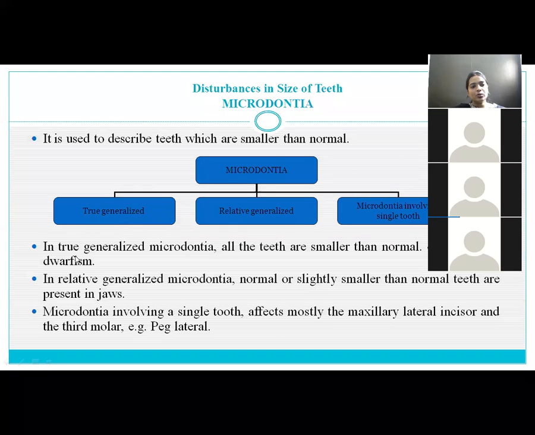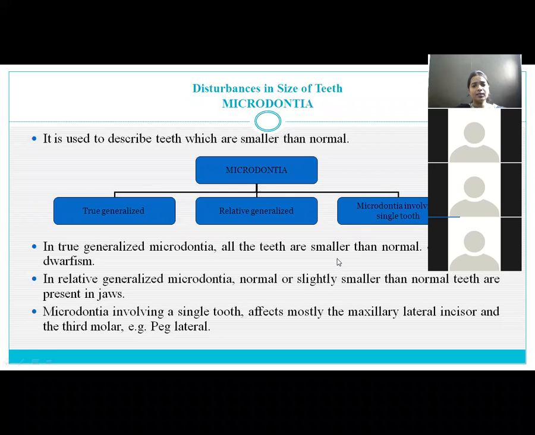Okay, so what is true generalized microdontia? It affects all the teeth. All the teeth are smaller than the normal. Example for this is a pituitary dwarfism patient. There is a microdontia. True generalized microdontia means all the teeth are affected. That is, all the teeth are smaller than the normal teeth.